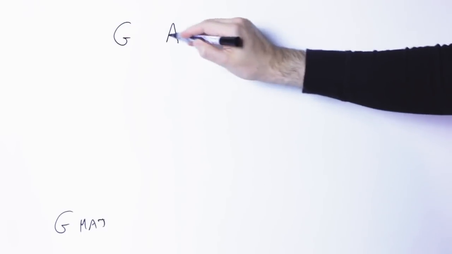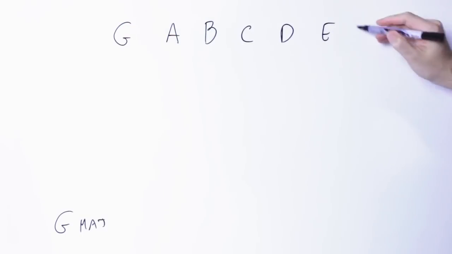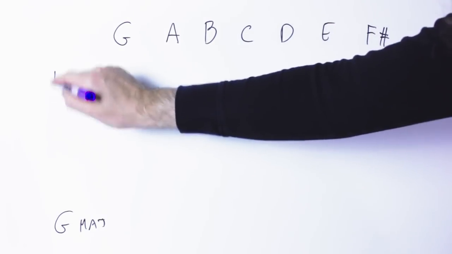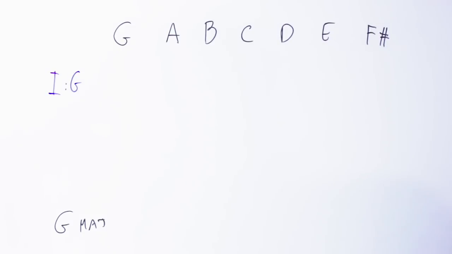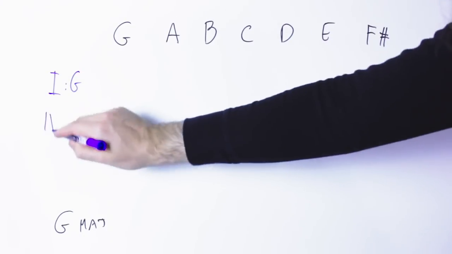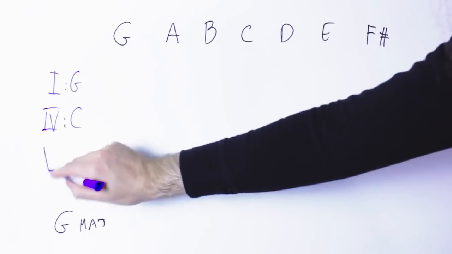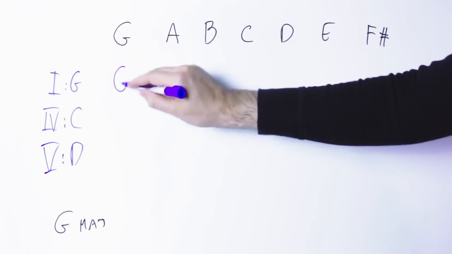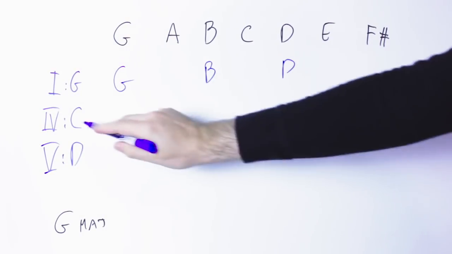Let's take a G major scale, just so we don't take the usual C major scale. The G major scale is G, A, B, C, D, E, F sharp. Now, let's take three chords in this scale, and I'm gonna pick the first chord, the fourth chord, and the fifth chord. The first chord is G. The notes are G, B, D.